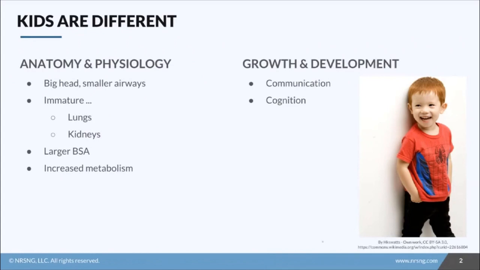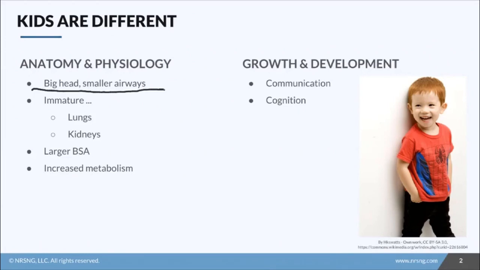So first things first, kids are different. They respond differently to being sick, and because of this, we have to look for slightly different things when we're assessing them. So let's just start with a quick chat about their A and P. One of the first things you're going to notice is that kids have big heads compared to the rest of their body, and this impacts their airway, and it also makes them more prone to injury.